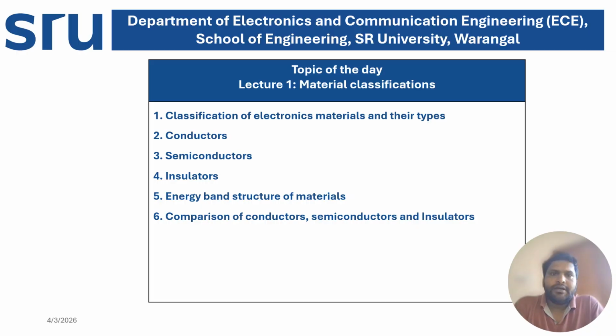In addition to conductors, semiconductors and insulators, we have another type of material, that is magnetic materials. These materials respond to the magnetic field. They are classified into ferromagnetic, paramagnetic and diamagnetic materials. Magnetic materials are used in transformers, inductors and memory devices.